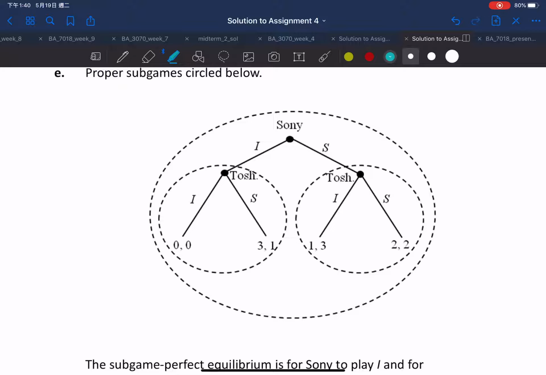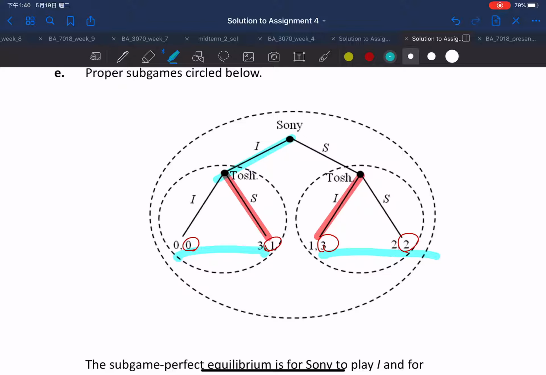So at the end, there are 2 ends here. One is here, one is here. Either way is fine. Here, Toshiba is the second mover. So the payoff he gets is the second number here. Okay? So in that case, Toshiba would prefer getting a 1 rather than 0. And Toshiba here would prefer a 3 rather than 2. And then for Sony, he would prefer 3 over 1. So that's backward induction. Okay?